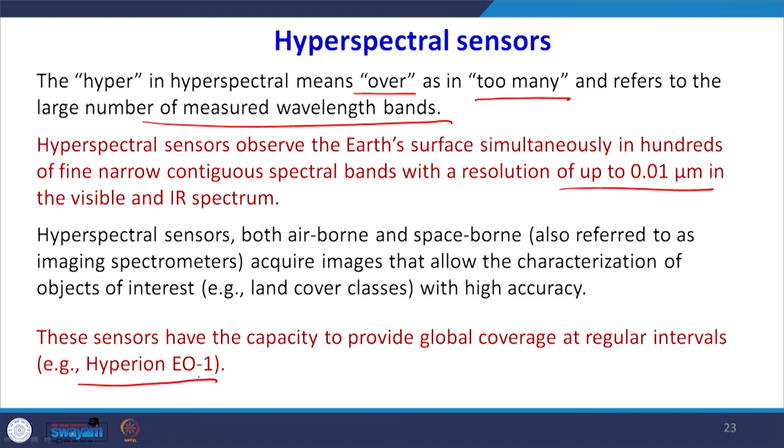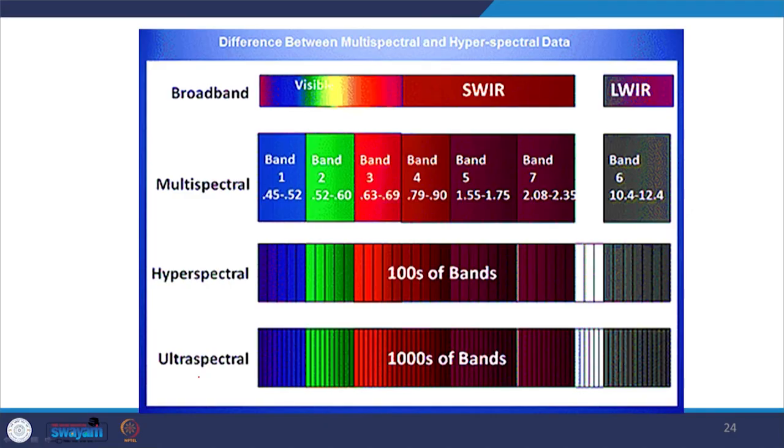Now there are various sensors which can provide us global coverage at regular intervals. Hyperion, on Earth Observation 1, for example, is very, very popular. This diagram is showing us that when we are talking of a multi-spectral sensor, it is operating in the visible part of the spectrum, which is shown from band 1 to band 7. But when we are talking of hyperspectral, the same wavelength range has been narrowed down, further sliced, and we made hundreds of bands, more than 100 bands.